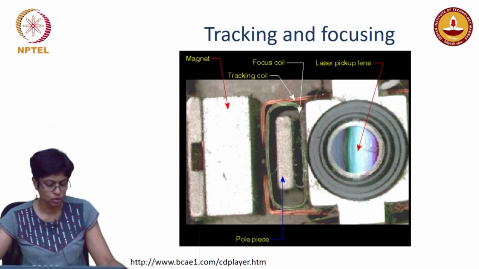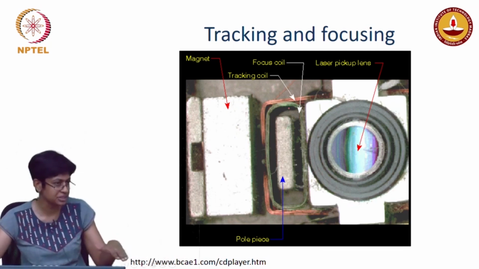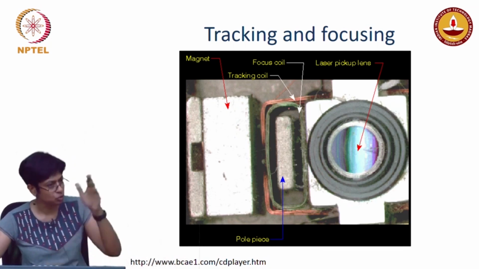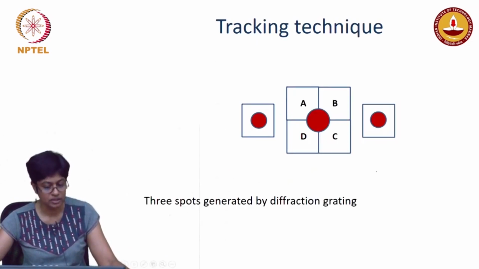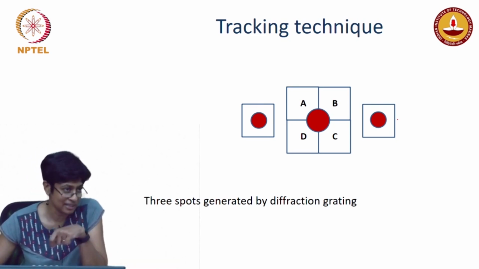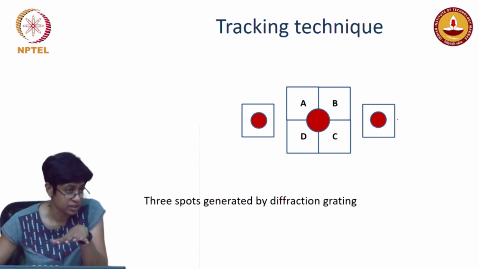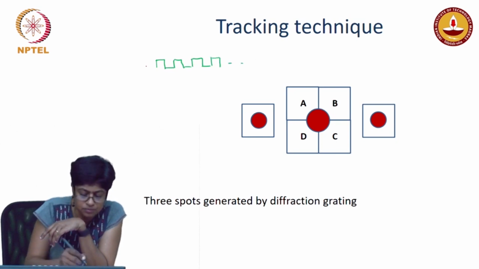So the lens is here and this is the coil. So you send a current and it will magnetize, and you send a current based on the feedback. Does the lens have to move laterally, left or right? Does it have to move up? Does it have to move down? Right? So that's your tracking technique. These are the 3 spots generated by the grating. I can design a grating so that I don't have 3 spots. So a grating, as I had said, is a structure like this with a periodic variation in phase. Right? It may be larger.